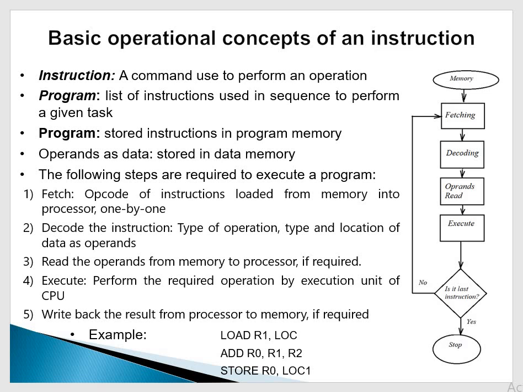So first of all, we'll try to understand what is instruction. Instruction will be a command for a computer which will be used to perform an operation. So whenever we want to perform an operation, a command is required for a computer, and that particular command is called instruction. Whenever we use such commands or instructions in a sequence in such a way that after the execution of that sequence, the computer must be able to perform one task, that particular sequence of instructions will be called a program. So a set of instructions used in a sequence will be used to perform a given task.